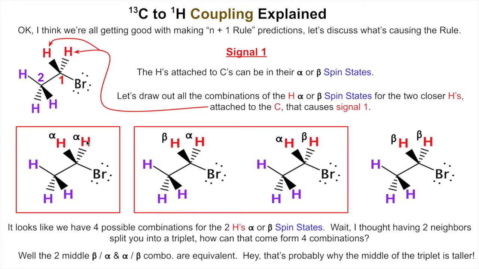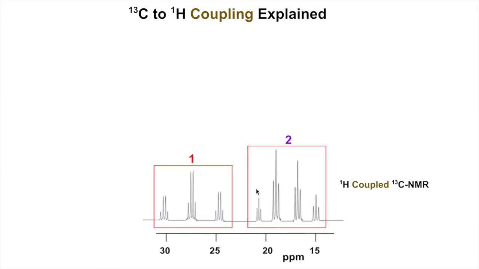And then when you have an alpha and a beta combo, that'll give you another part of the triplet. And then lastly, the beta gives you a third part of the triplet. And this triplet, if you remember, it's taller in the middle. So, looks like these two cause the middle part of the triplet. But let's go ahead and look at that closer.